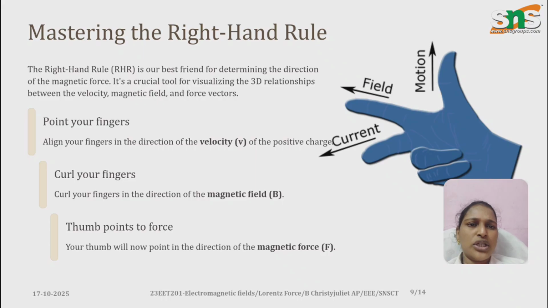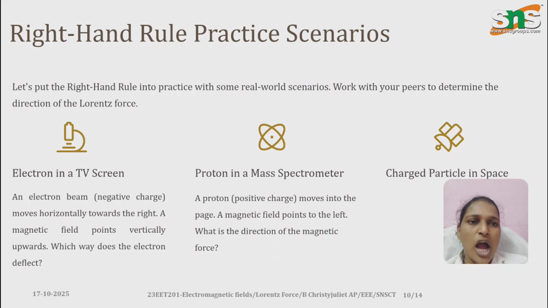It is very crucial to identify the velocity and the magnetic field through which we can find the magnetic force. By simply applying the right hand rule, we can easily find the direction of the magnetic force. Align your fingers as shown in the figure: the pointing finger represents the velocity, the forefinger represents the magnetic field, and the thumb represents the magnetic force.